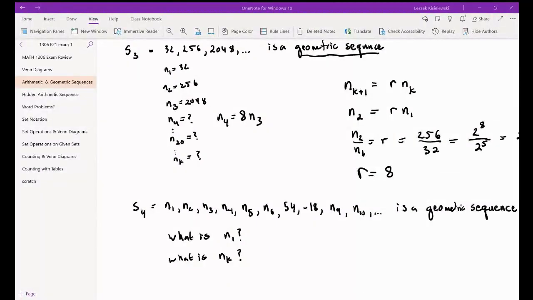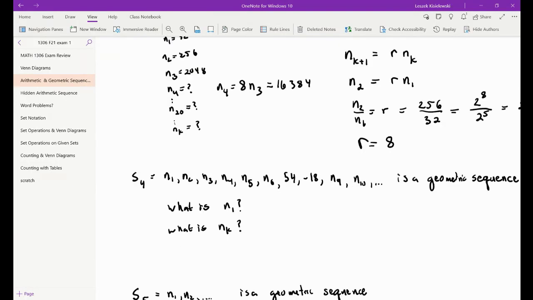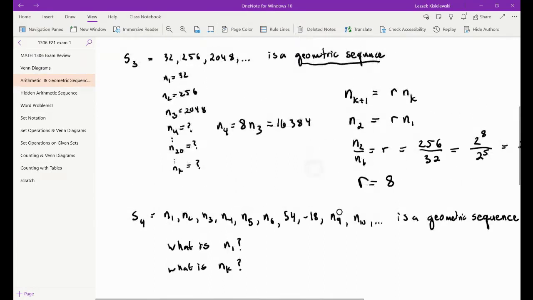So 8 times 2048 is 16,384. It's not a connectivity issue. I don't think it's a connectivity issue on your end. When I switch over to a window, my OneNote disappears from the screen, but I think I fixed it. Now, we could find a general formula for this geometric sequence.